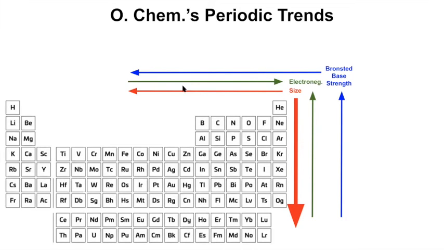So do you notice how on the vertical, going up gets more electronegative, and base strength, they correspond, right? When you go up the periodic table. But then across the periodic table, the Bronsted bases get stronger, but they get less electronegative. Kind of weird, huh? Why do you think that is?